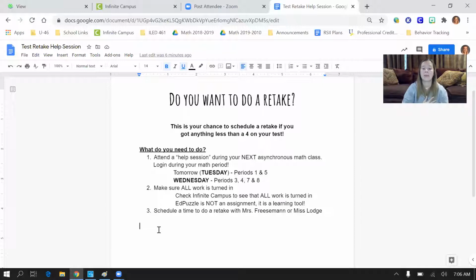At that time, we'll set up a time for you to do a retake and we'll give you access to the retake through Canvas, okay? Just a reminder that Edpuzzle is not an assignment, it's just a learning tool. So when you look in Canvas, there's a bunch of Edpuzzles. Those aren't assignments, those are just learning tools to help you learn what we're doing right now. So we're always using Infinite Campus.